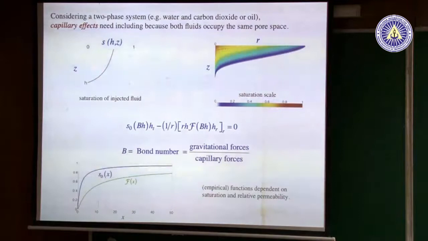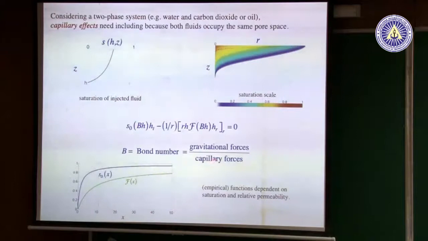And you can write down the equations for this, and it looks somewhat similar to what we got before, HT times H times some complicated function, which I don't want to write down, of the bond number, which is the ratio of the capillary forces to the gravitational forces. So if the bond number is zero, that means very high capillary forces. If the bond number is large, then gravitational forces play the major role and capillary forces don't play a role.